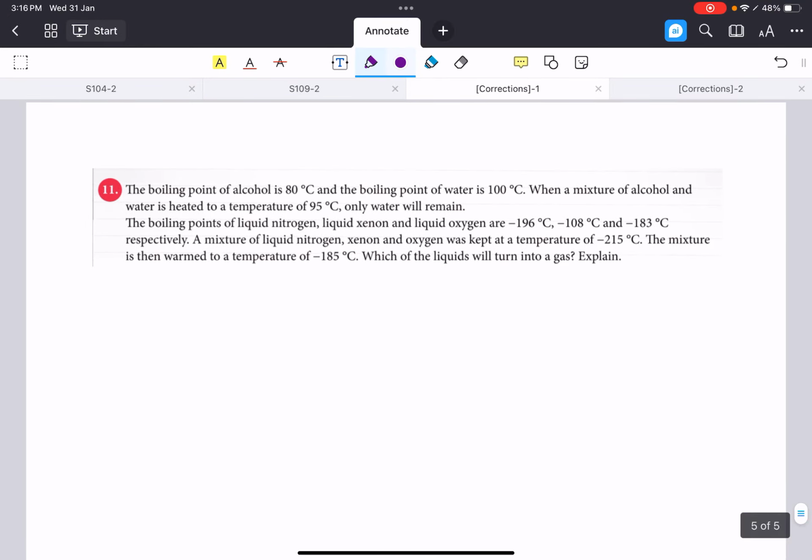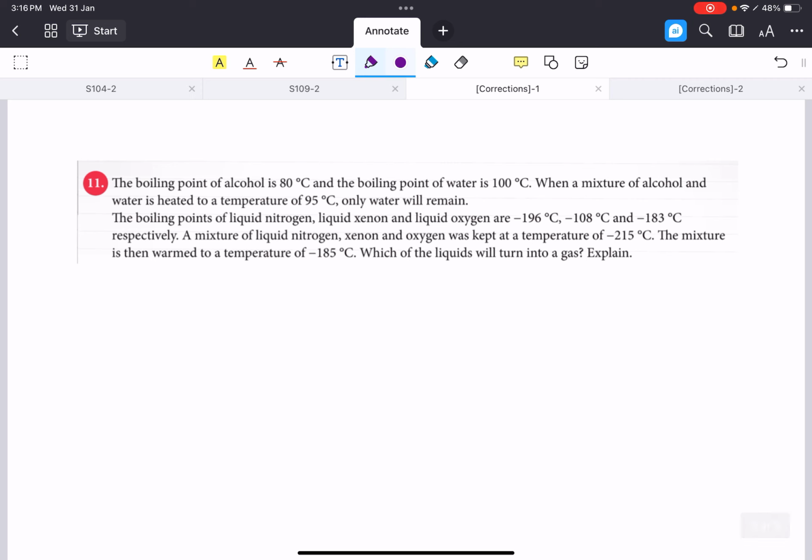Right, this one. The boiling point of alcohol is 80 degrees Celsius. The boiling point of water is 100, right? So if I have water and alcohol mixed together, and I heat up the water until 95, what happens? All the alcohol will boil and evaporate. Only the water will remain. Okay, so that's what's happening.